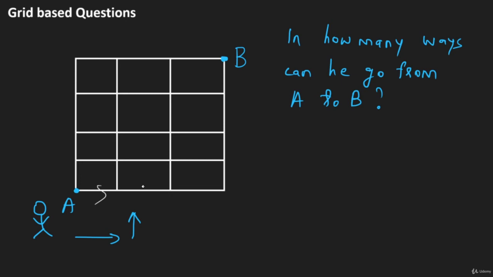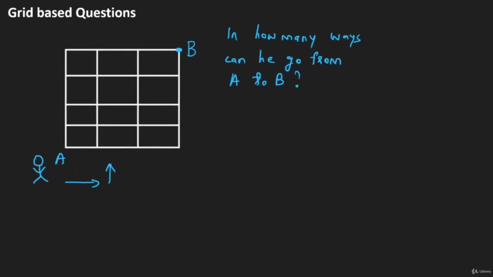He could go this way, then this way and this way, and then he could go up and he goes from A to B. Another possibility could be he goes this way, then this way, then this way, this way, this way and this way. That's another possibility. So in a similar manner, there are multiple ways in which he can go from A to B such that he moves only towards the right and towards the top. Alright, let me keep this aside.